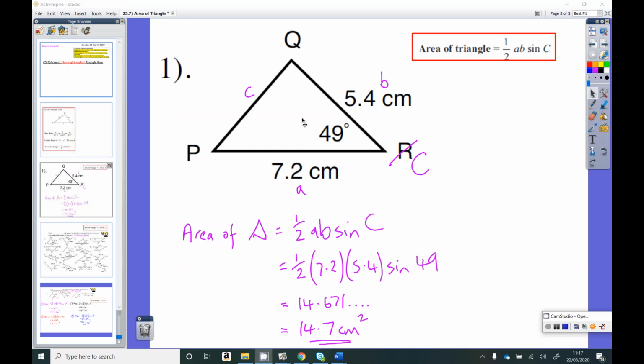So just going to model one question. So here we go, it's a non-right angled triangle, we've got two lengths and we've got the angle in between. So I've chosen to call the given angle uppercase C, so therefore of course this length PQ is length lowercase c. Doesn't matter which way around I do my a and the b, and I've gone this way around, and then you just simply substitute into the given formula. So half times 7.2 times 5.4 times the sin of 49. Pop that into your calculator, gives you this, which to one decimal place is 14.7. And then don't forget the units, as it's an area, so it's centimetres squared.